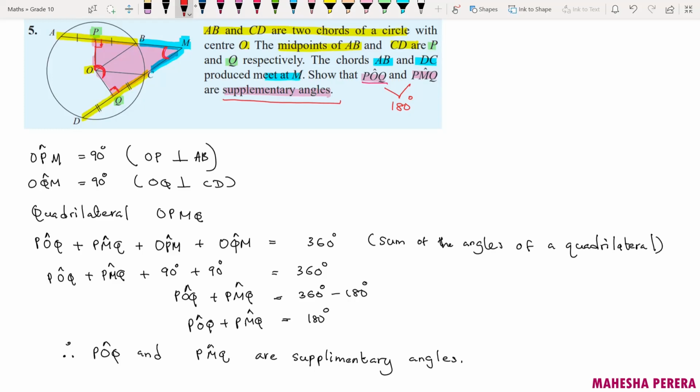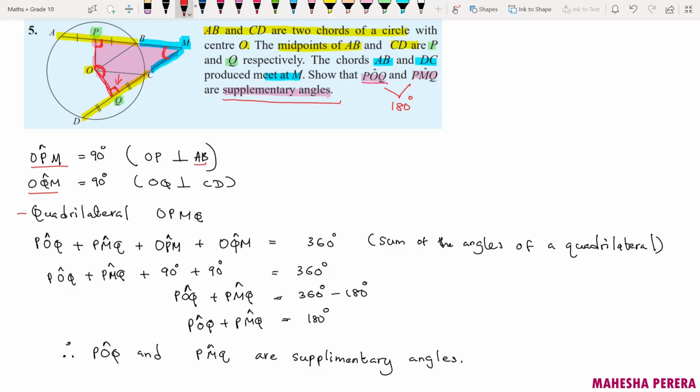So this is how you write your steps. First, you need to say that this angle, OPM, equals 90 degrees because OP is perpendicular to AB, right? This is based on our theorem. Then on the other hand, OQM equals 90 degrees because OQ is perpendicular to CD.